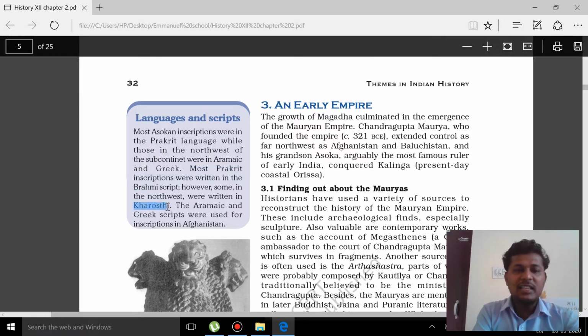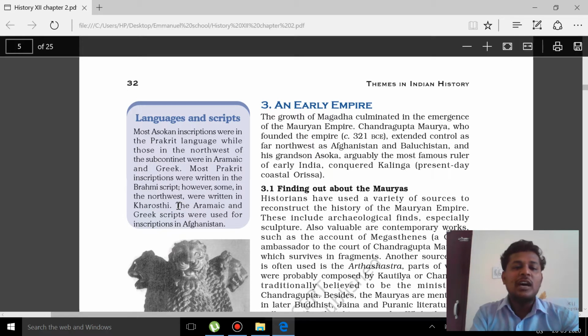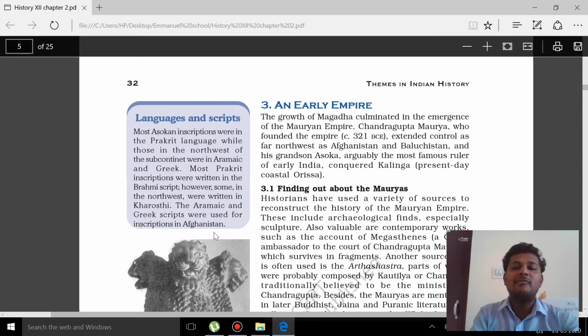I think we studied this in the last lesson also. Okay, if not, please note down Kharoshthi script. So these are the two scripts which were prevalent at that time. So the Aramaic and Greek scripts were used for the inscriptions in Afghanistan. So this fact I told you. So in Afghanistan. So very important for your MCQs.